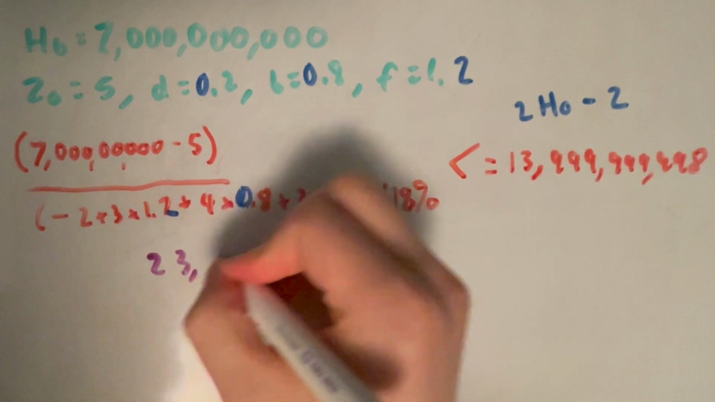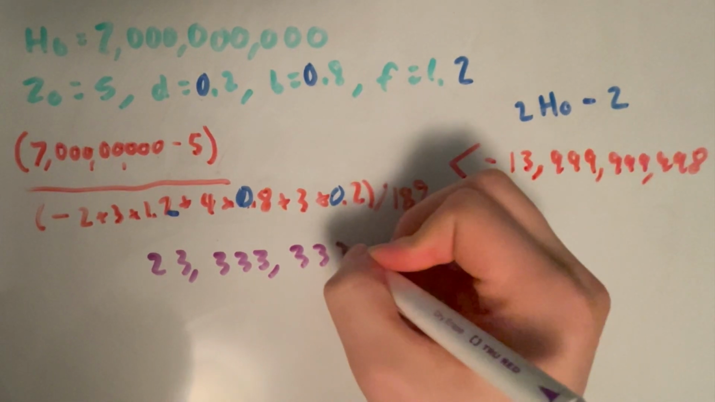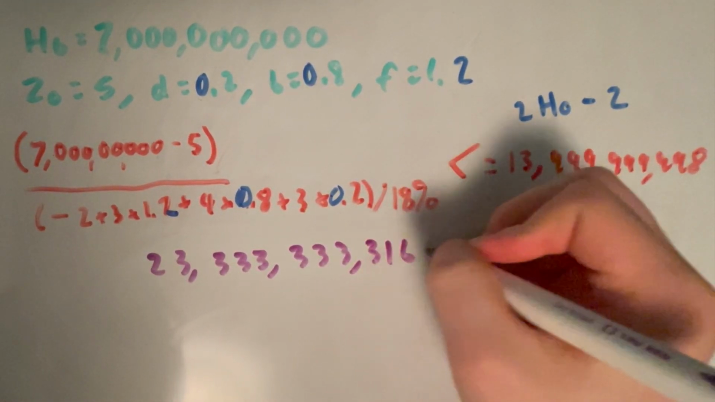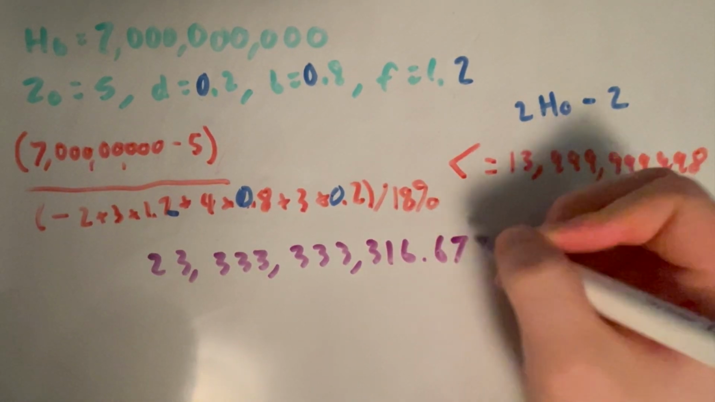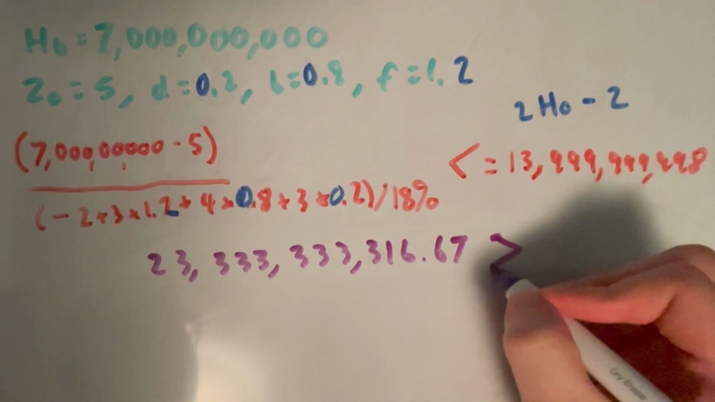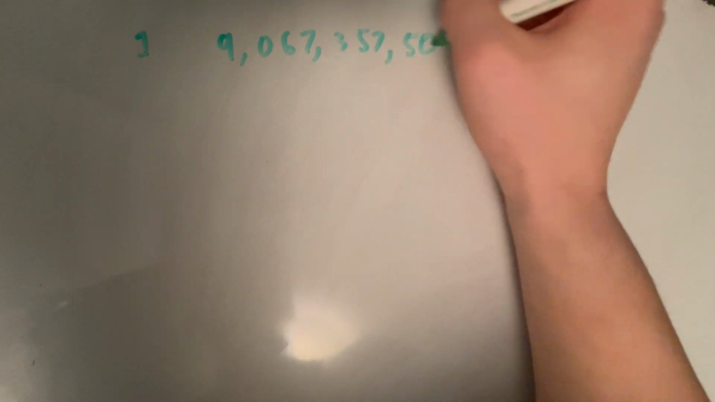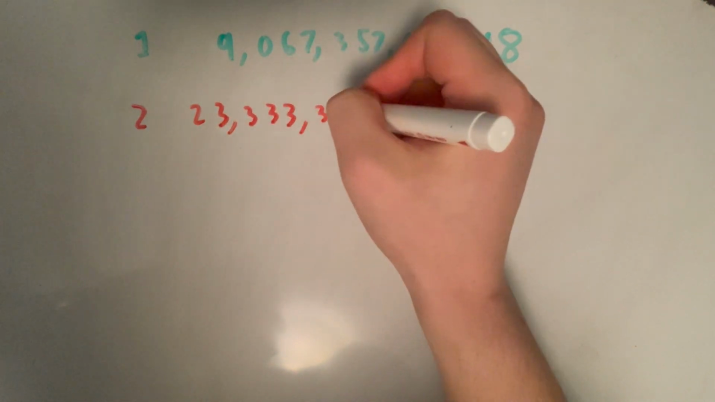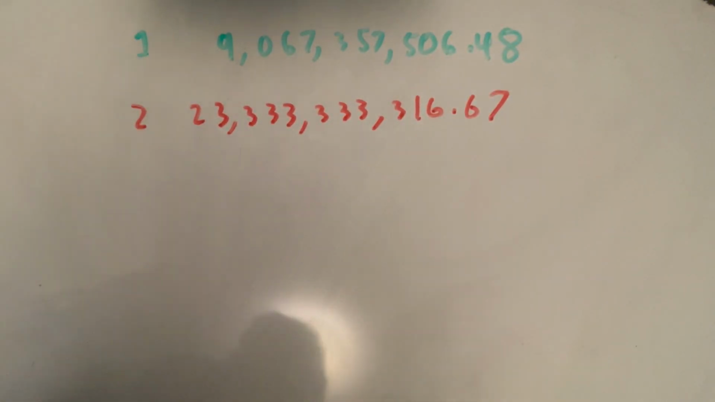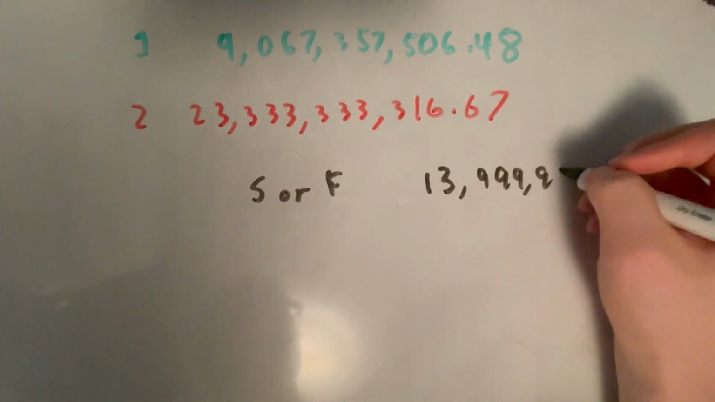Using some other numbers of h0 equals 7 billion, z0 equals 5, d equals 0.2, b equals 0.8, and f equals 1.2, the resulting number of encounters exceeds the 13,999,999,998 threshold, totaling 23,333,333,316.67. Essentially, in example 1, the zombie virus is successful after 9 billion encounters. Example 2 needs approximately 23 billion encounters, which is not possible, as the maximum available before an outcome must be established, success or failure, is about 14 billion encounters.